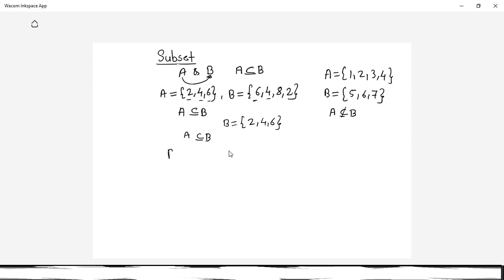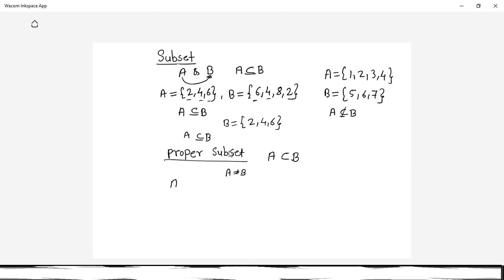There is one more definition based on this, that is called proper subset. This is denoted by the symbol A is a proper subset of B. So how is it defined? Whenever you want to say A is a proper subset of B, it means A should not be equal to B. A is a subset of B, but A should not be equal to B.